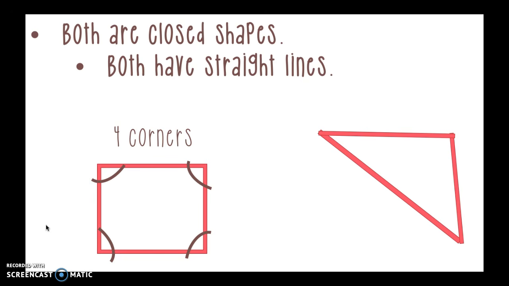as I count. Now there are 4 corners in that shape. How many do you see on the other shape? Did you say 3? You're so smart. Yeah. 1, 2, 3. That shape has 3 corners. So even though some of their attributes are the same, they both are closed shapes, they both have straight sides or straight lines, one has 4 corners and the other one has 3 corners.